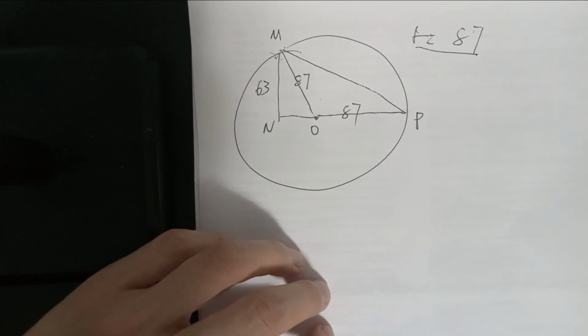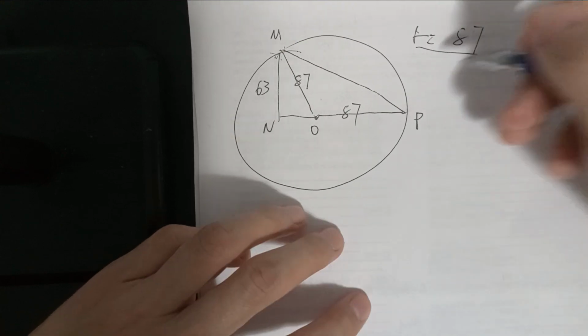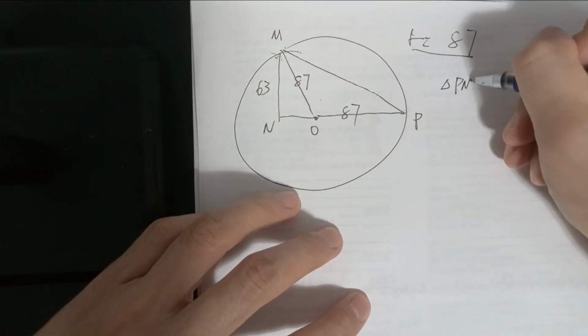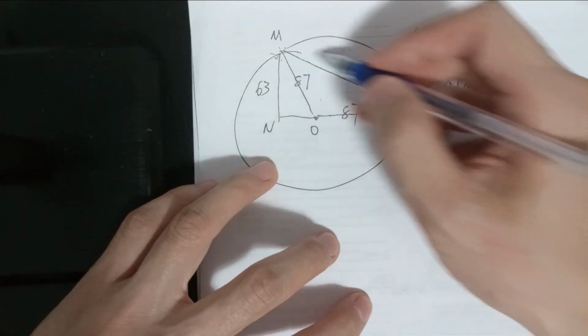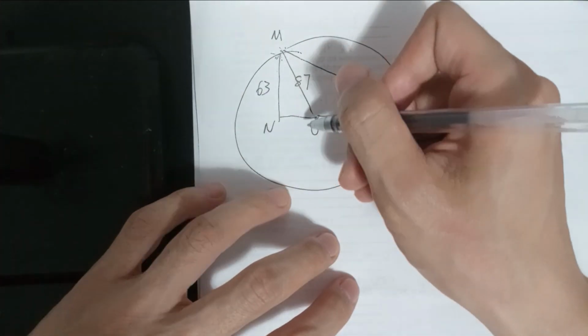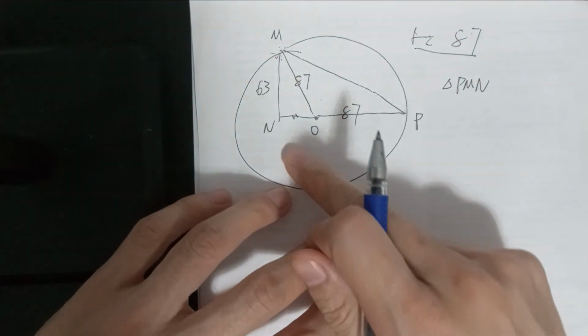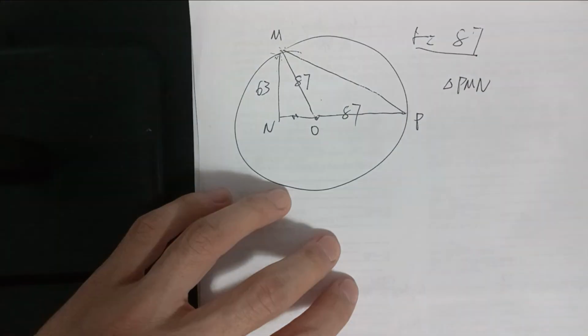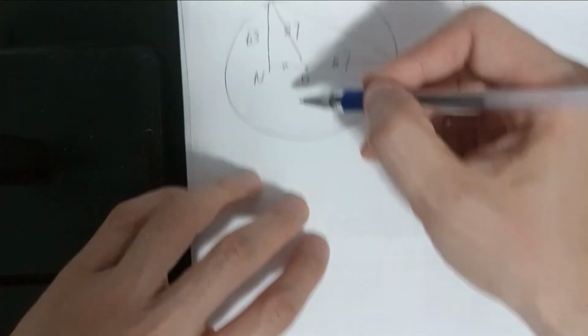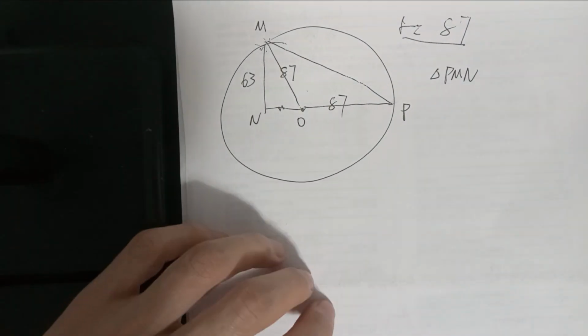And we are looking for the area of PMN, which is the big right triangle. So basically, we just need to find out ON. Once ON is found, we can find PN, and PN times MN divided by 2. That's it. So what is ON? Just use the Pythagorean theorem.